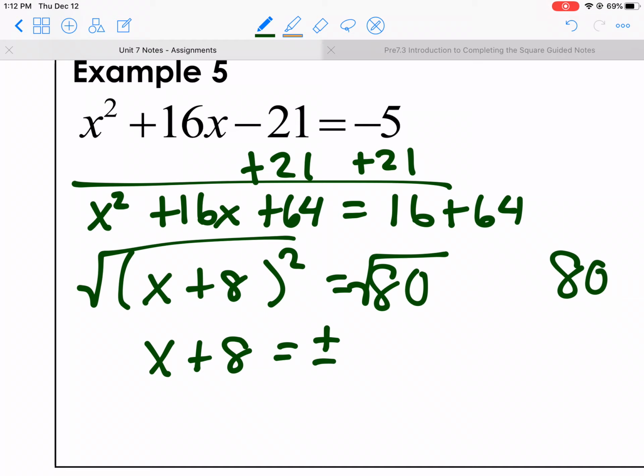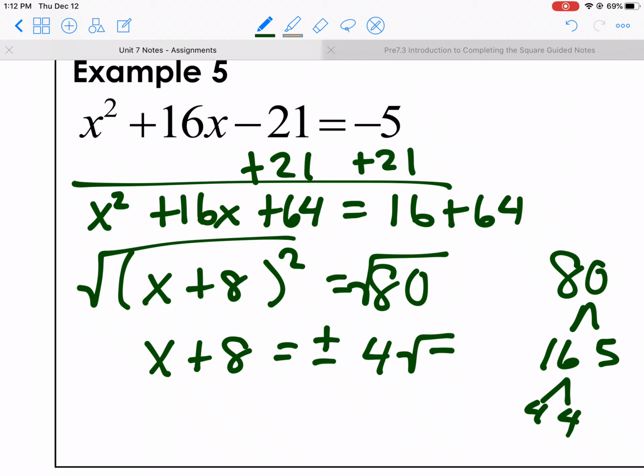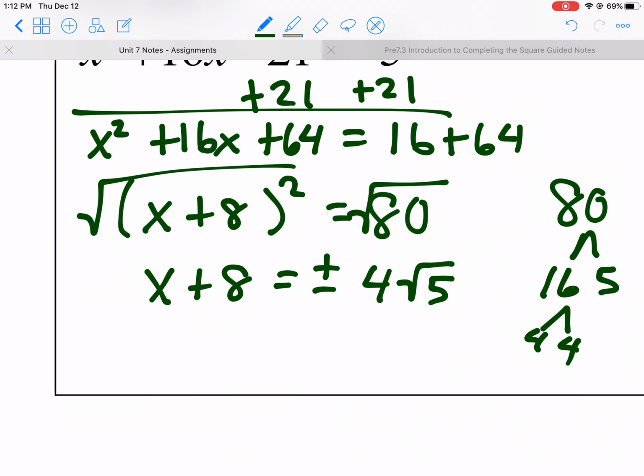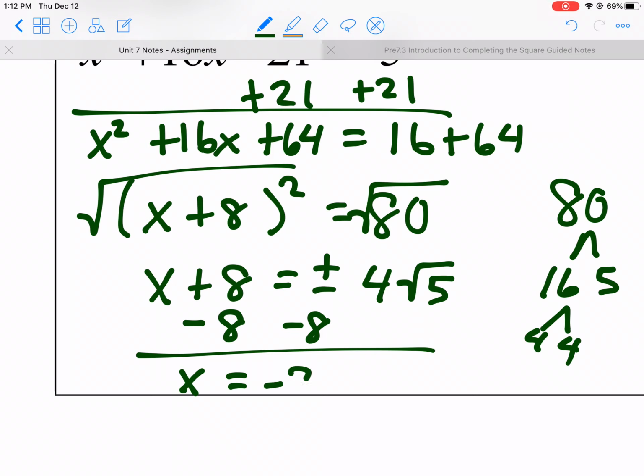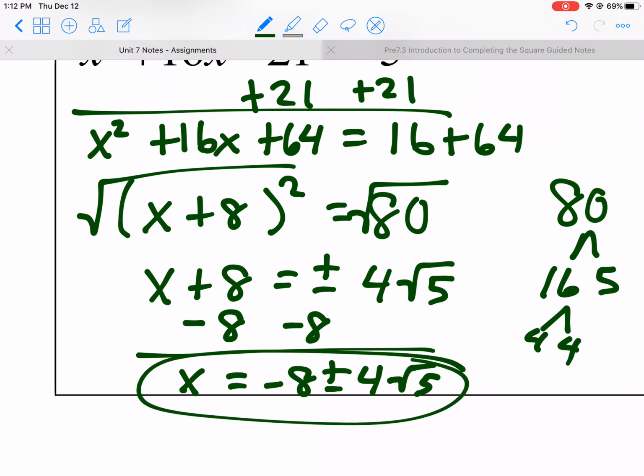Let's see, 80 divides into 4 and 20. I think we could divide it by 16 maybe. Let me try that. 80 divided by 16 and 5, yeah. That's nice because square root of 16 is 4. So 4 root 5. Because we have this square root still part of it, I'm just going to leave that part like it is, but I do want x to be alone. So I'm going to subtract 8 from both sides. I'll get x equals negative 8 plus or minus 4 root 5.